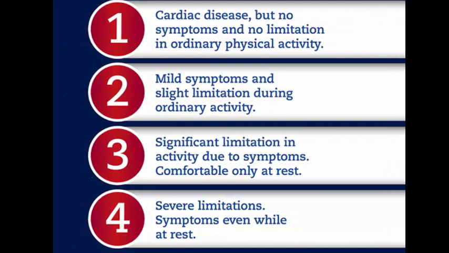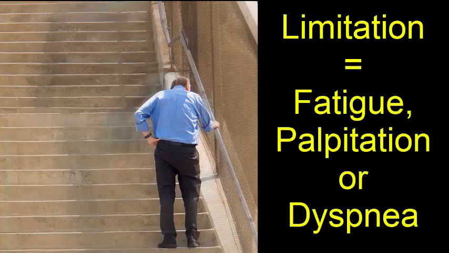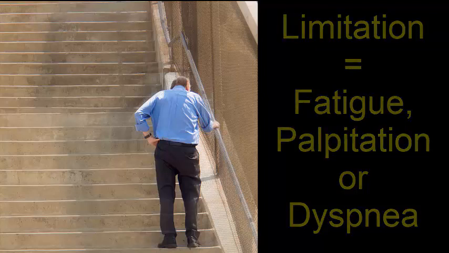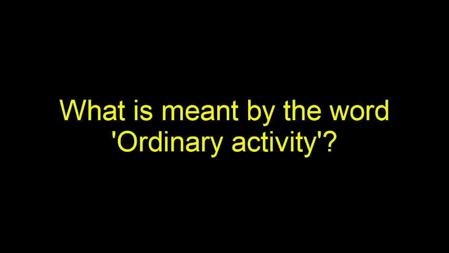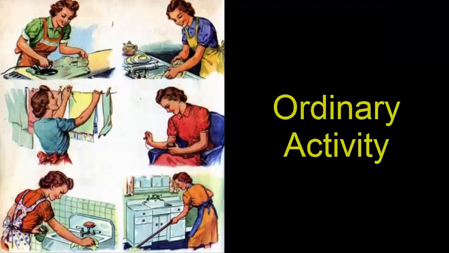To understand NYHA classification clearly you must know the meaning of the words limitation and ordinary activity. The word limitation means development of fatigue or palpitation or dyspnea. And ordinary activity refers to the activity that the patient was habitual of doing prior to becoming sick. For example, for a marathon runner, ordinary activity would be running for many miles, and for a housewife, it would be doing routine household work.